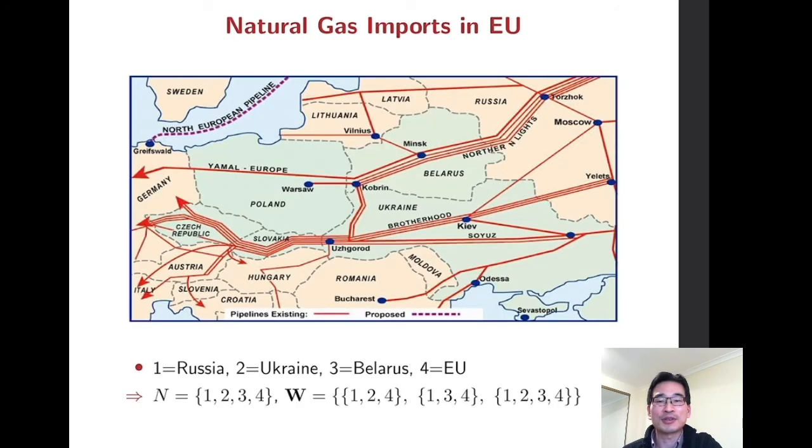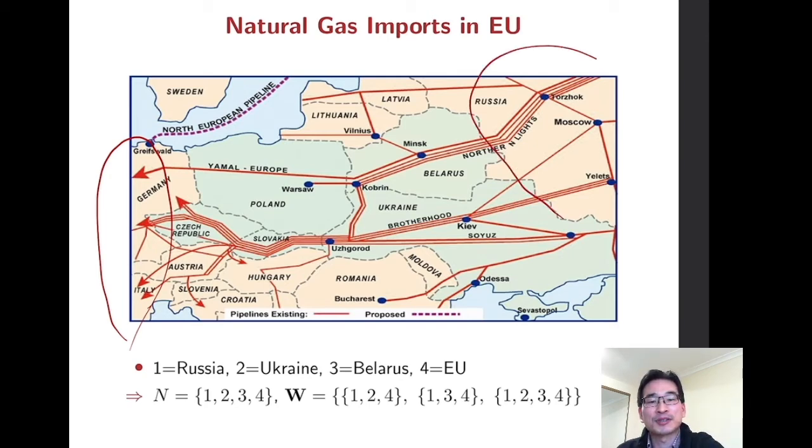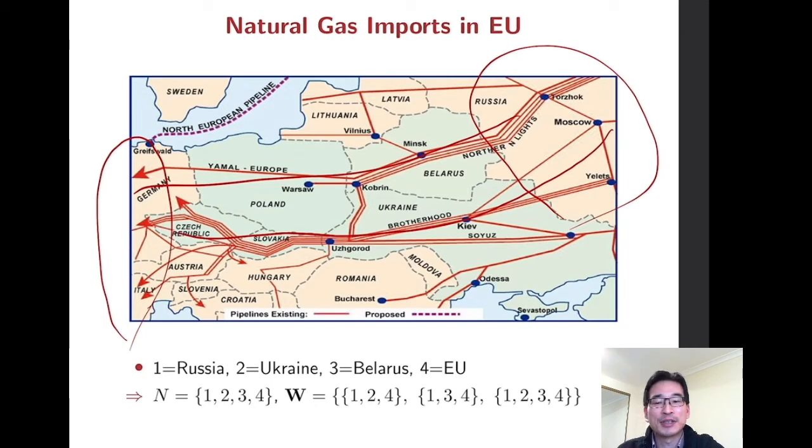So this is another interesting application about the natural gas import in the EU. So, you know, the Western countries import their natural gas from Russia. But there are mainly two routes to import the natural gas from Russia. So one is through Belarus and the other one is through Ukraine. So we can consider this as a simple game.